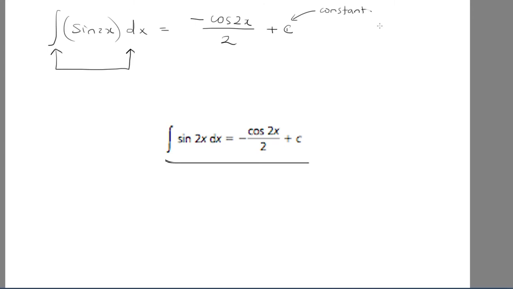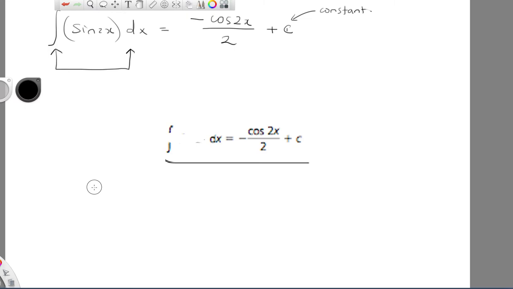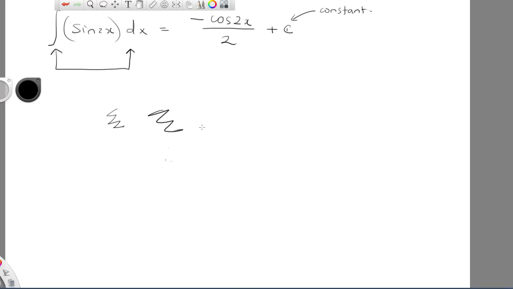Okay? So, let me just get the size of my eraser bigger. Why is it so small? Okay, anyway. All right.